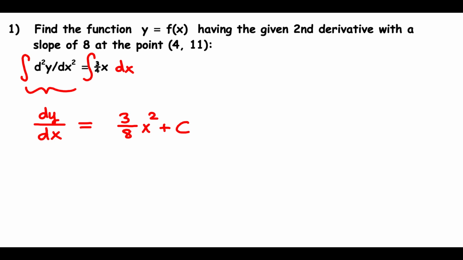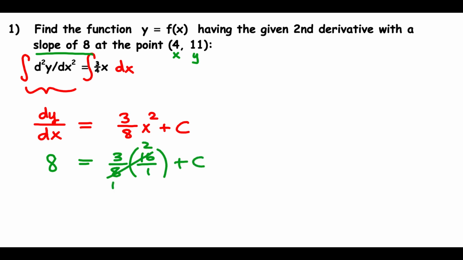So that's why we only need to write it once, and typically we write it on the right-hand side. All right, at this point I'd want to integrate again, but I don't know what c is, that plus c, and that is bothering me. So let's find it for sure. We know that the slope is the derivative, and the slope is 8, so I can put an 8 over here. And that happens at the point (4, 11), so x is 4, y is 11. So we have 3/8 times 4 squared, which is 16. Little canceling here. We have 6 plus c is going to be 8, and so c is 2.